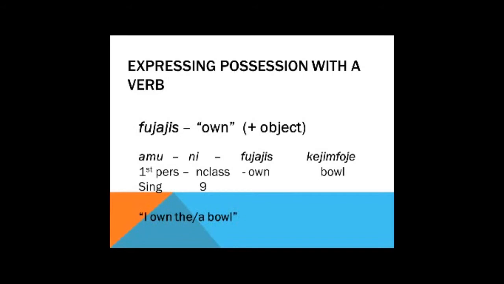Expressing possession with a verb. So there is a verb meaning to own, which is fuyayis. And here is an example of fuyayis in use. Fuyayis is a transitive verb, which means it will be followed by an object. So the verb itself will have two prefixes representing the subject and the object. The subject will be the person doing the possessing, and the object will be the thing possessed. So we've got amuni fuyayis kayim foye. I own the bowl, or I own a bowl.